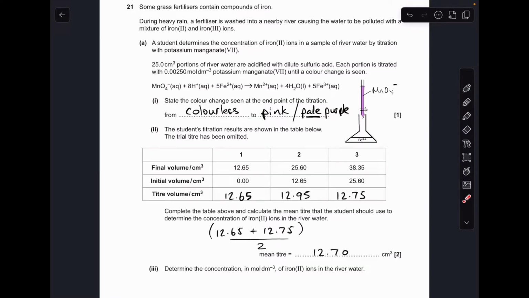Moving on to the next part, so the titre is just the final minus the initial. So we've got 12.65, 12.95 and 12.75, and the titre needs to be the average of the concordant results. So the concordant results are those within 0.1 cm³ of each other. So obviously 1 and 3 are concordant, so we're ignoring titration number 2. So the answer is 12.70 cm³.